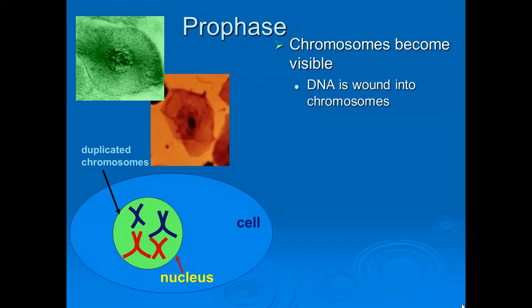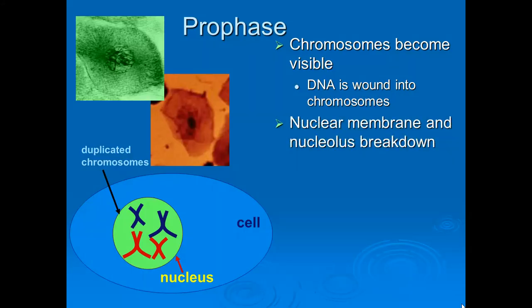The chromosomes become visible. That process is called supercoiling. They supercoil together and condense. By visible, we mean you can actually see them under the microscope. It's the only time in the cell cycle that you can see them, during the M phase, during mitosis. The nuclear membrane breaks down. If I had a nuclear membrane here, I would put little holes or spaces into it. The nucleolus breaks down. We need to get rid of the nucleus, basically, so it's just the DNA.